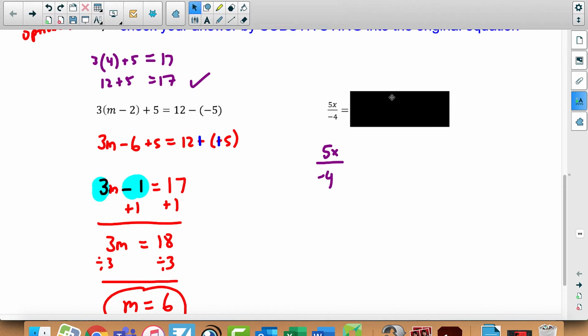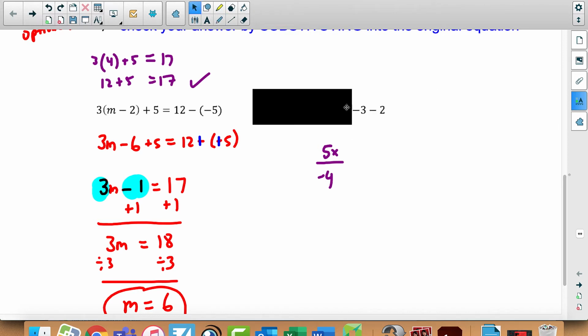How about on the other side? Anything you can combine? Yes, negative 3 take away 2. So we can again add the opposite. We're going to make this plus, and the opposite of 2 is negative 2. 3 negatives and 2 more negatives make 5 negatives. So there you go. All right, now we want to get this x all by itself.